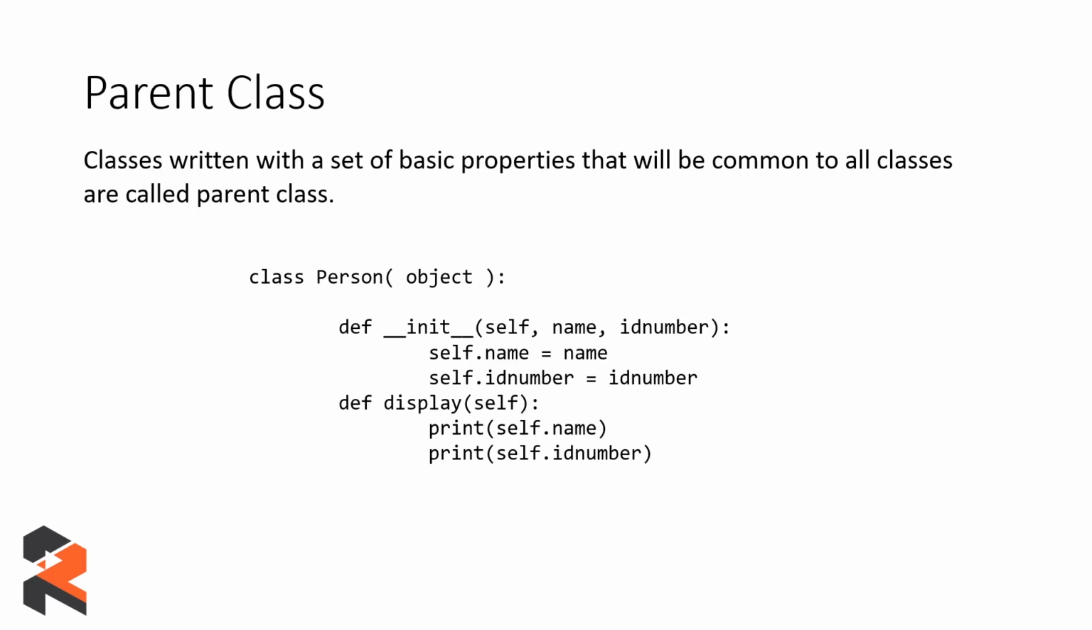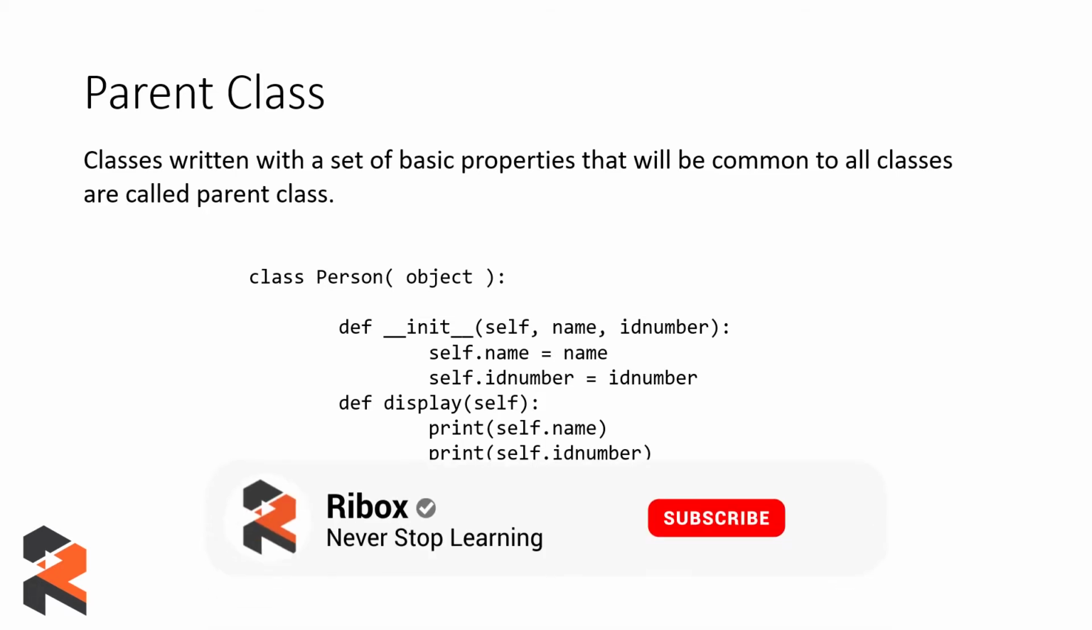Now, what is a parent class? Parent classes are classes which are written with a set of basic properties that will be common to all the classes, and that is why it is called a parent class. For example, if we talk about a vehicle, just a vehicle, we are not looking at the example right now. A vehicle is something which will have a basic property regardless of the type of vehicle it is. One of them is the registration number. Be it a two-wheeler, a three-wheeler, or a four-wheeler, it will still have a registration number.